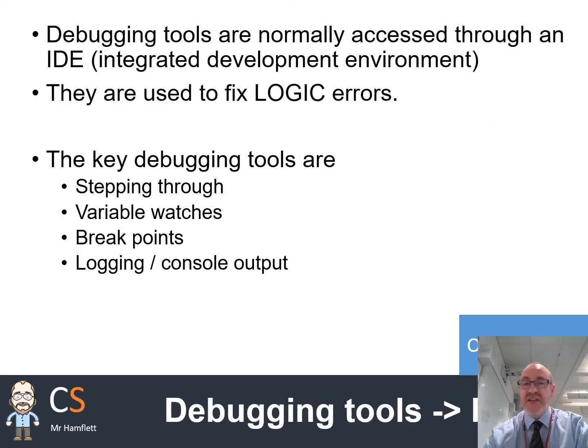Debugging tools are part of an integrated development environment, and they tend to be used to fix logic errors and sometimes to identify runtime errors as well. The key ones, which we're going to look at today, are step through, where you can step through line by line and see what's happening with your code. Variable watches, which are used very much with step through, where you can see the content of each variable as it changes, which is super useful. Breakpoints, where you can stop your code at a certain point, sometimes known as a trace point, and ultimately logging and console output, so you can actually see what's going on.